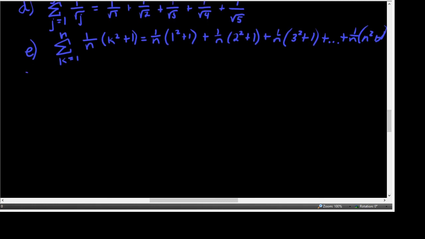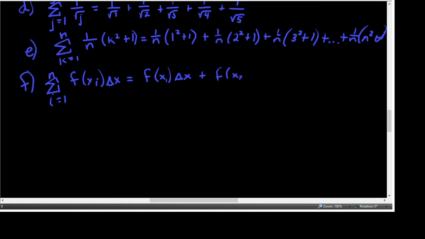Okay, so F. Sigma i equals 1 to n of f of x sub i delta x. So this is f of x sub 1 times delta x plus f of x sub 2 times delta x plus f of x sub 3.